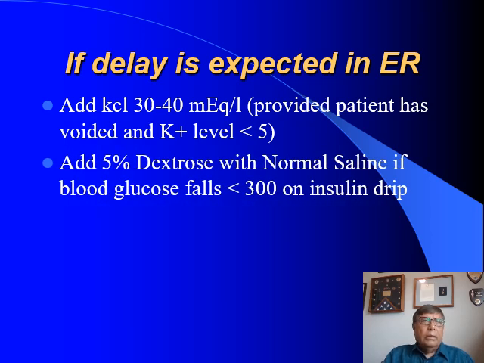And if the blood glucose has dropped to 300 or below, dextrose should be added to the fluid. It's 5% dextrose with normal saline if the blood glucose has dropped to 300 or less.